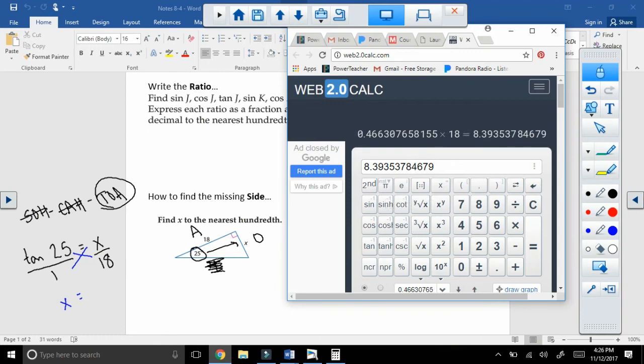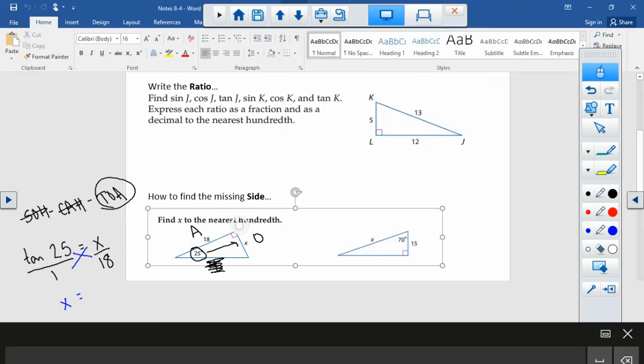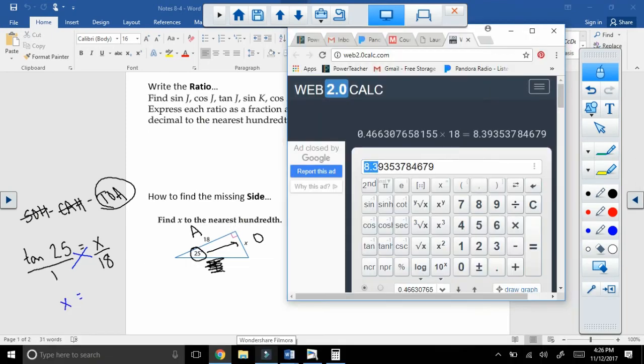It says it wants this final answer rounded to the nearest hundredth. Okay, that is going to be about 8.39, and I'll write that down as my answer. So the answer to this is 8.39. I would check this to just make sure that this makes sense. This is going to have to be a shorter side than that one there. So this doesn't seem like it's too far off the realm of possibility, and that is a rounded answer to the nearest hundredth.